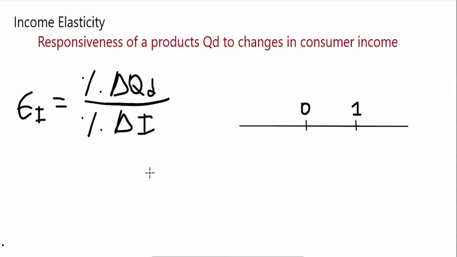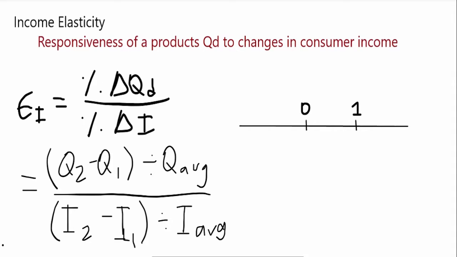So we have a formula right here. I'm going to write out the full thing, and it's essentially your percent change in quantity demanded over your percent change in income. So there you have the full formula. You have Q2 minus Q1 divided by your Q average over I2 minus I1 divided by your I average. I, also known as your income. Now, what does the value that is produced mean? Well, there are a couple of meanings.